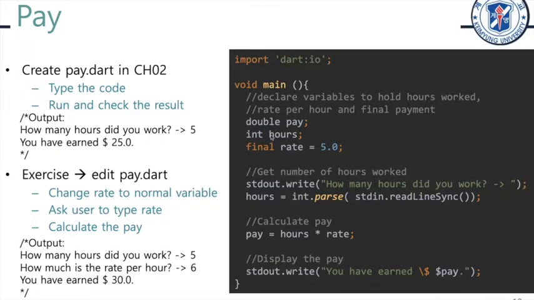For this exercise, what you should do is edit this program and change the rate to a normal variable. That means you can change the rate into an integer or a double, and then ask the user not only to enter how many hours worked, but also what is the rate of his hourly pay. And then you can calculate the total pay.